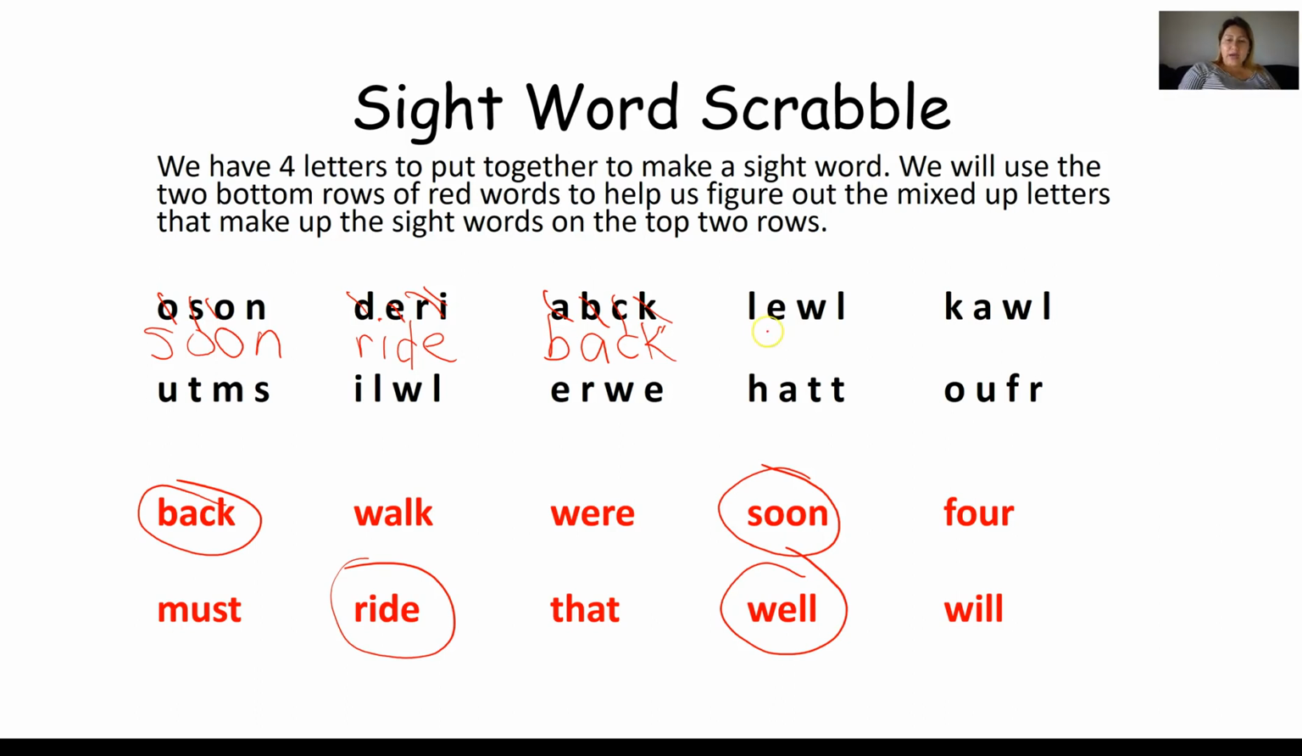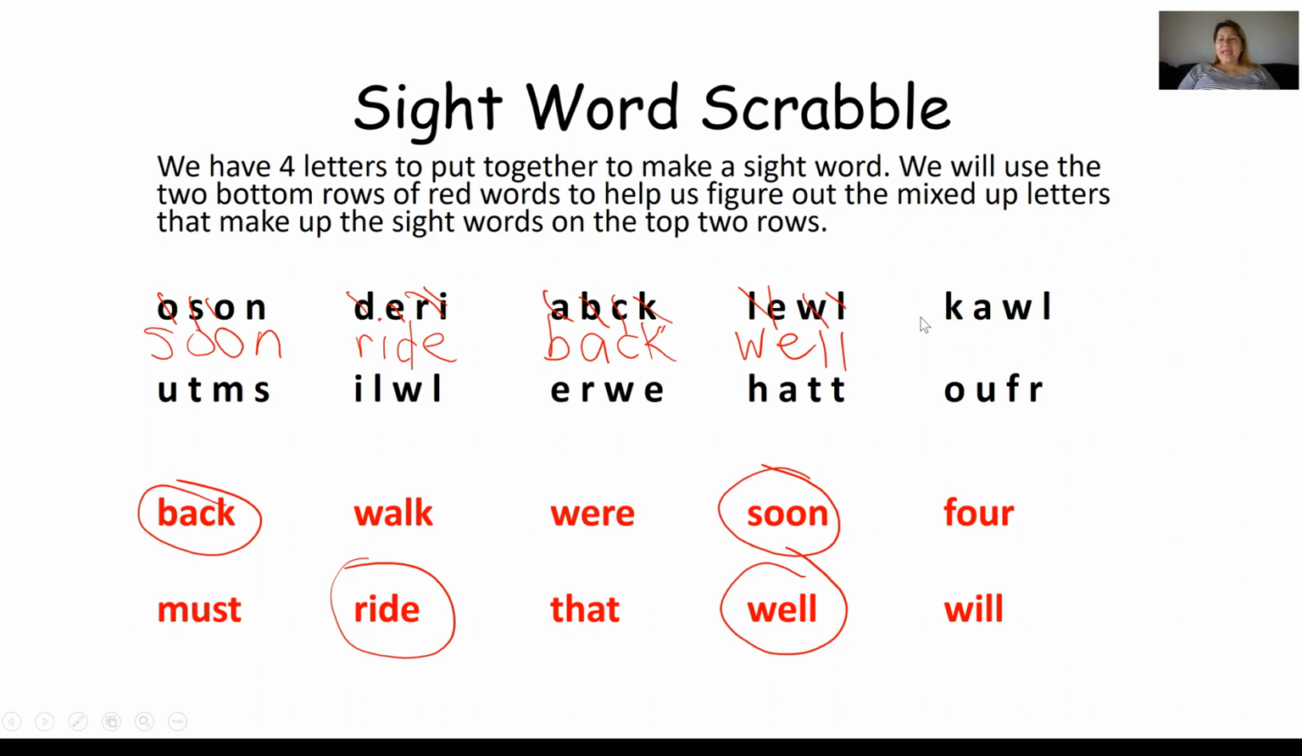First letter is a W. Okay, cross it out. Then I have an E. Cross it out. Then I have an L. Well, actually two L's that I can cross both of my L's out. So what sight word is that? Very good. Well. So it's our sight word, well. All right, boys and girls. So let's go to the next group of letters that are all mixed up.